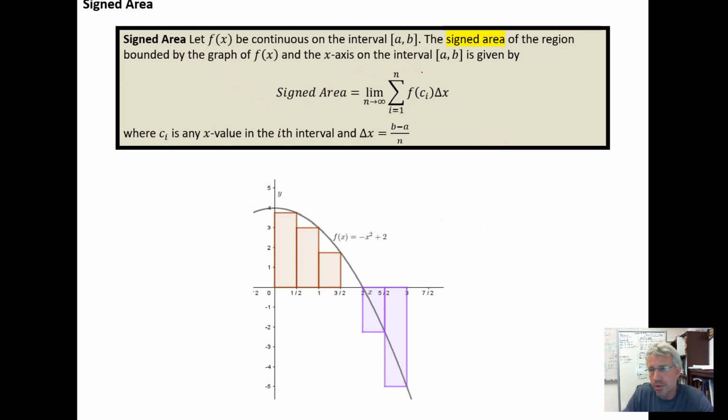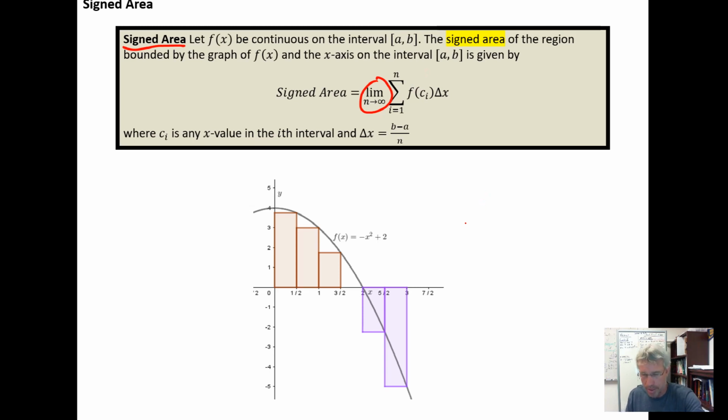So what have we learned so far? We've learned that we can estimate a signed area by calculating a Riemann sum with n rectangles. So we take the height of the rectangle times the width of the rectangle for each of the n rectangles, and we add them all up, and that gives us an estimate. And then what we've identified is that if we want the exact area under the curve, we calculate the limit as n goes to infinity of the Riemann sum.